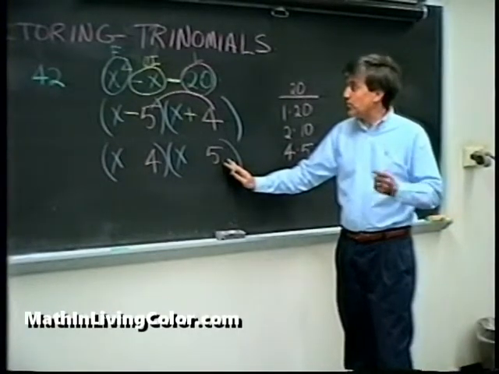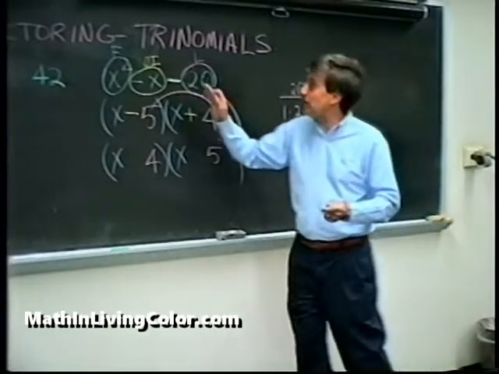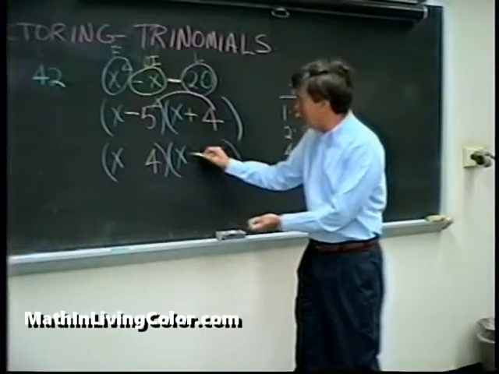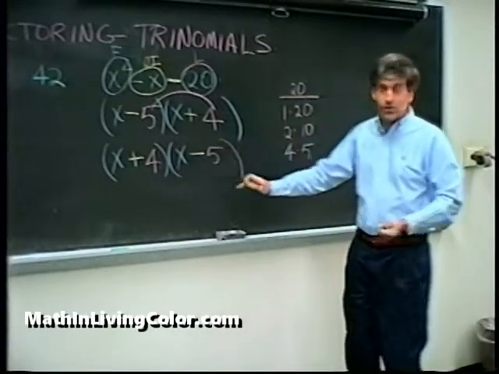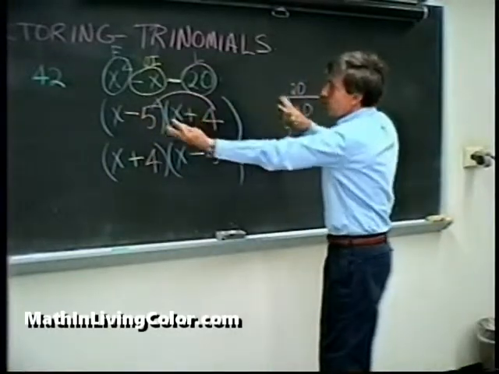Now, which one gets the negative in order that it would add up to a -x? The 5 gets the negative. So now you get the negative here and the positive here. That would be okay, wouldn't it? In other words, this is an equivalent answer to this because the order's just switched around.